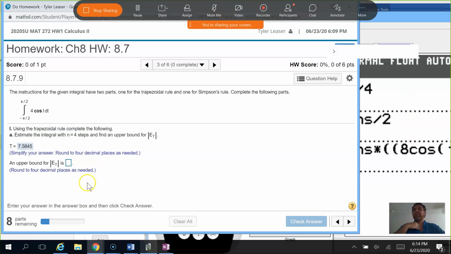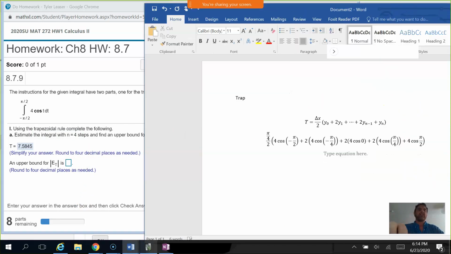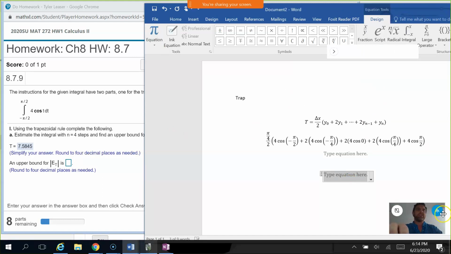Okay, so that was part 1. Let's keep going. The next thing it's asking us to find is the upper bound for the error, and there's a formula for this one as well. So the error formula for the trapezoidal rule, and this is just something that you'd have to look up, is less than or equal to a fraction. It's M times (b minus a), I think to the third, divided by 12n squared.